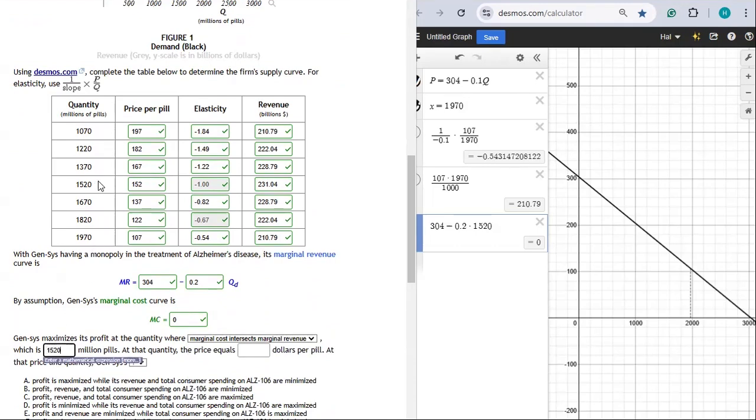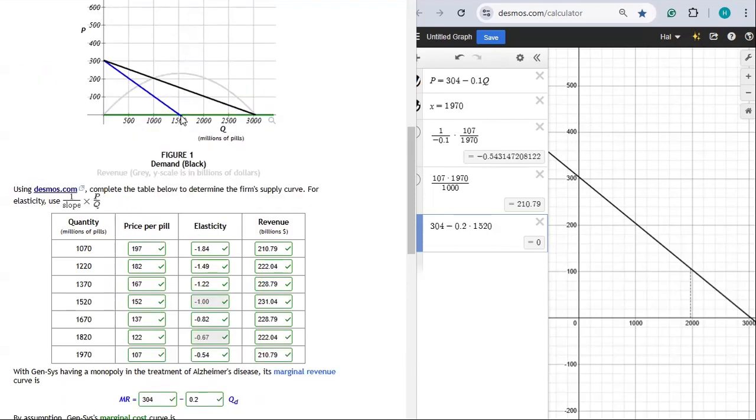At that quantity, price per pill is 152. At this quantity, 1520, and a price of 152, which is right there, revenue is maximized. If we raise the price, revenue falls. If we lower the price from this peak, revenue falls. So we can't get any higher revenue. We can't extract any more out of this market, so we think.